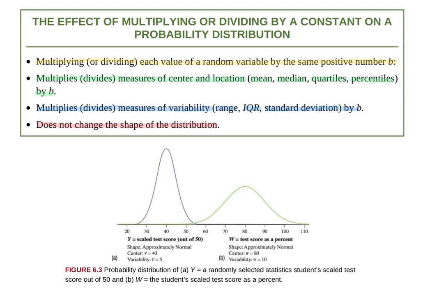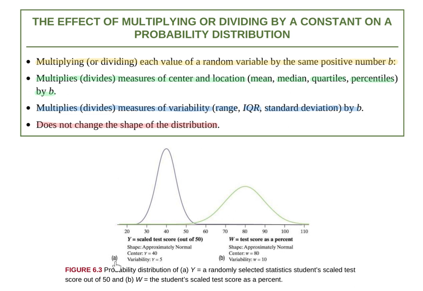And now you may be wondering, what effect does multiplying or dividing by a constant have on a probability distribution? Well, let's look at multiplying or dividing each value of a random variable by the same positive number b. So most things are going to change by that value, whether we multiply or divide by it. Center and location are going to change. So that's our mean, median, quartiles, and percentiles. And our measures of variability are also going to change by that same value b. That's range, IQR, and standard deviation. The only thing that does not change is the shape.